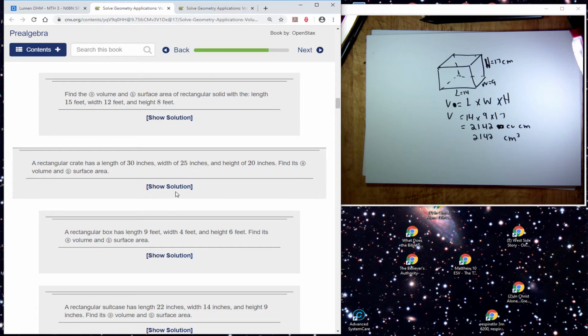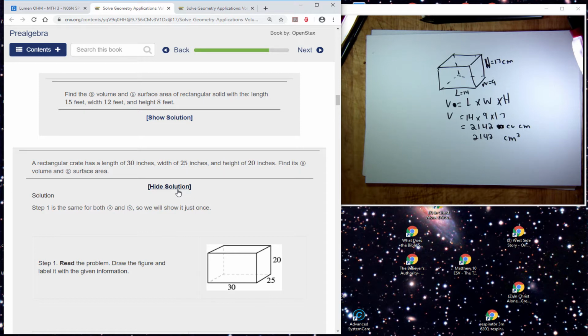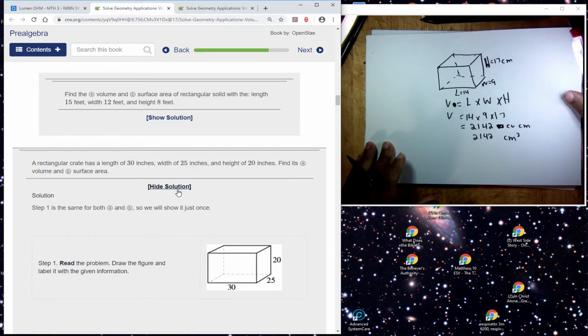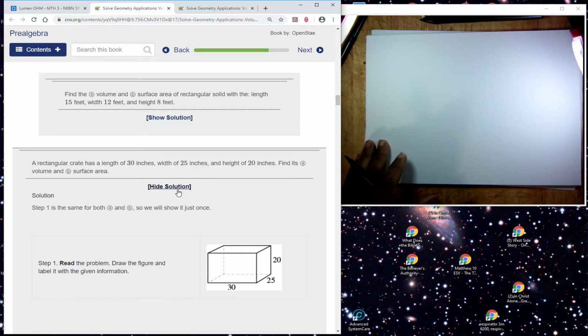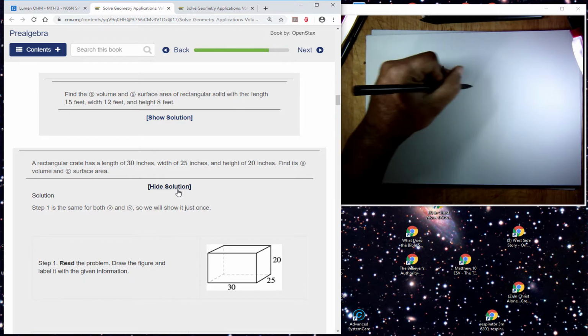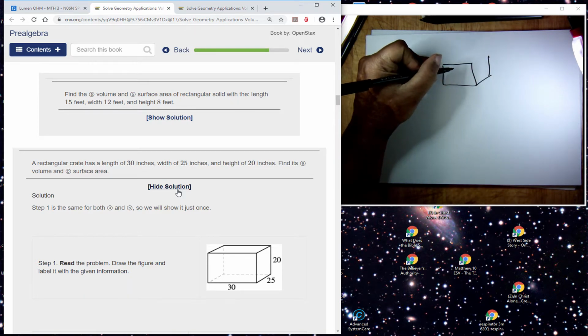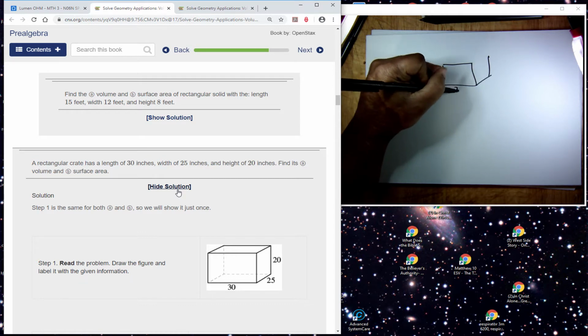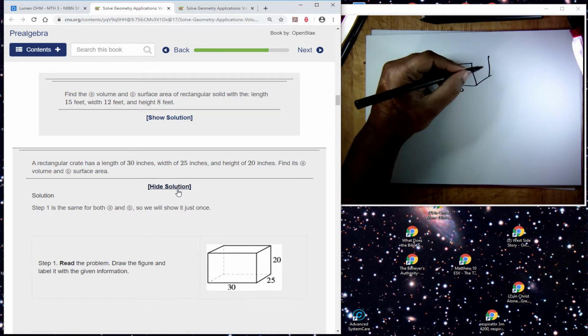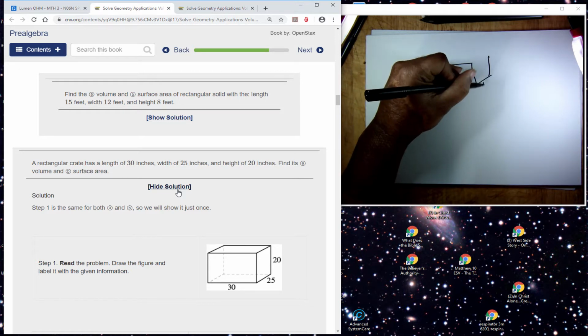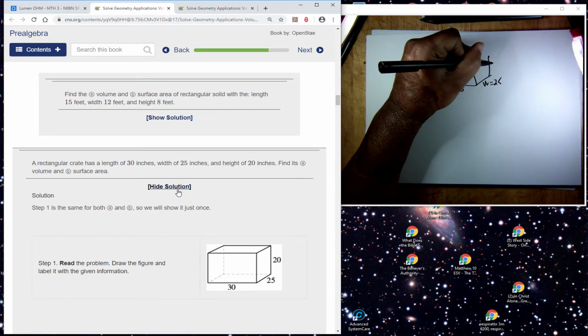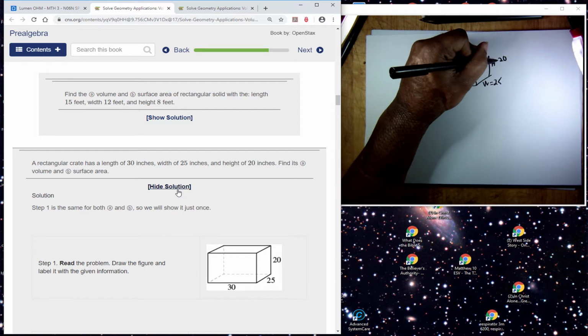Let's look at another one. So we have a rectangular crate, find the volume. So see here, with a length of 30 inches, a width of 25, and a height of 20 inches.